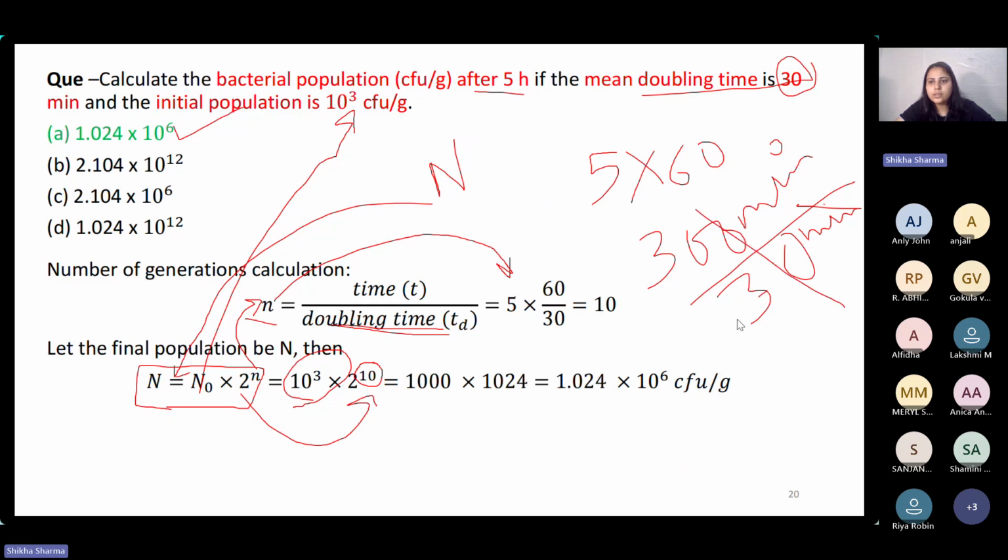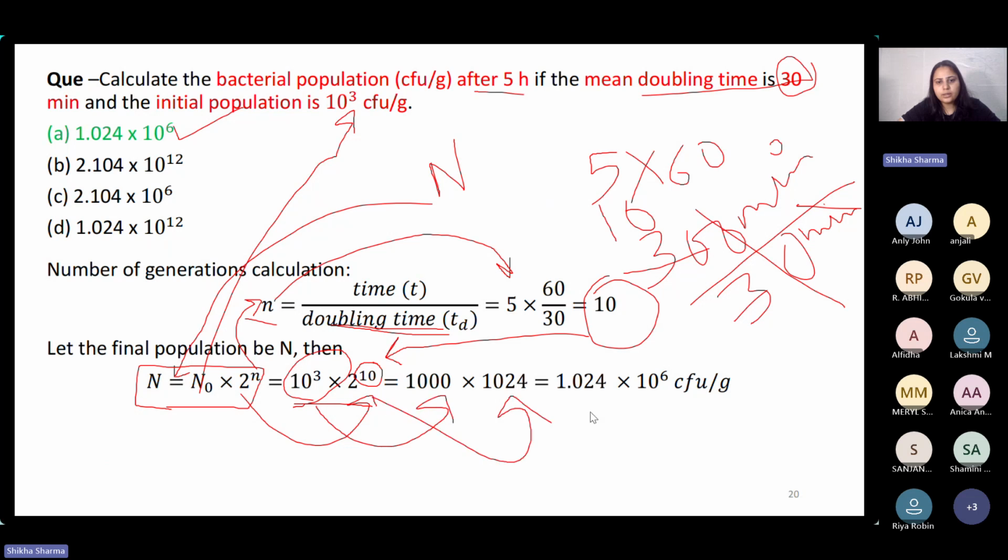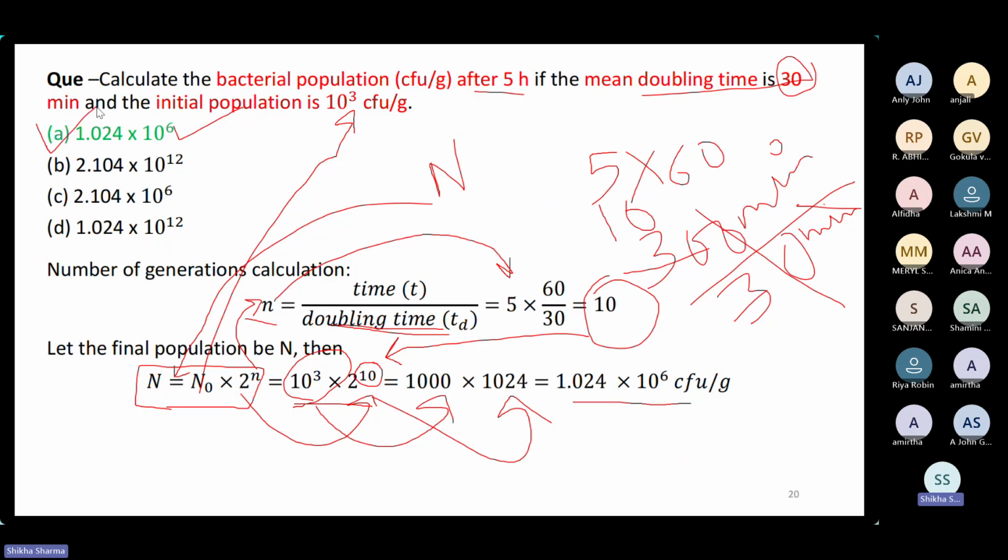So this will cancel and come as 10. So 10 is the number of generations. Here we can put 2 to the power n, which is 2 to the power 10. So 10 to the power 3 is 1000 and 2 to the power 10 is 1024. When we multiply, we get 1.024 into 10 to the power 6 CFU per gram, which is option A. So option A is correct.